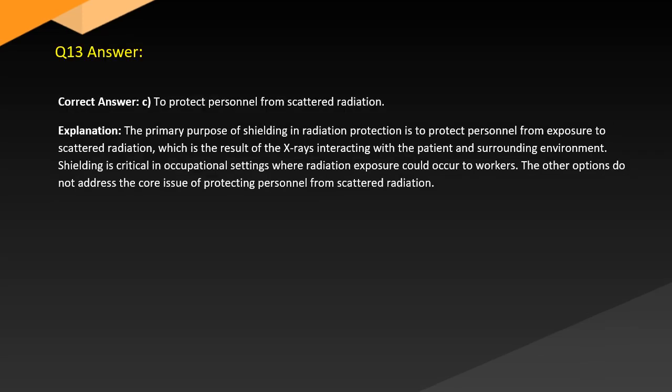Answer. Correct answer: C. To protect personnel from scattered radiation. Explanation. The primary purpose of shielding in radiation protection is to protect personnel from exposure to scattered radiation, which is the result of the X-rays interacting with the patient and surrounding environment. Shielding is critical in occupational settings where radiation exposure could occur to workers. The other options do not address the core issue of protecting personnel from scattered radiation.